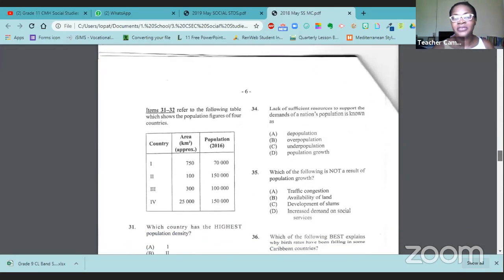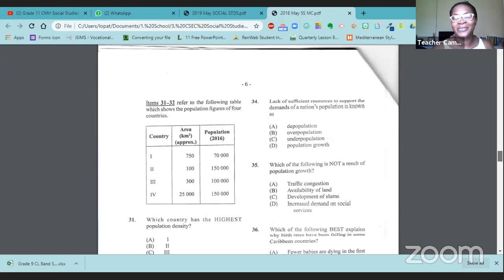34, lack of sufficient resources to support the demands of a nation's population is known as, and the answer is B, overpopulation. You have too many people, you can't take care of them, you can't support them with the resources that you do have. 35, which of the following is not a result of population growth? And we have A as the answer, traffic congestion.